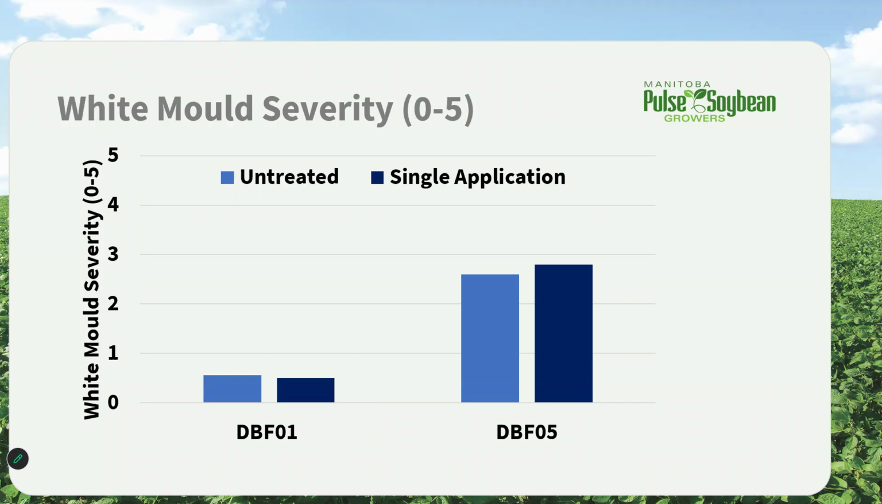So that would explain why there was a high white mold infestation at least at one of these sites, but we didn't see any white mold severity differences between treatments at either site. We have white mold severity on the y-axis on the left, where we rate the plants 0 to 5. And on the bottom, we have the trials with the untreated and single application values.